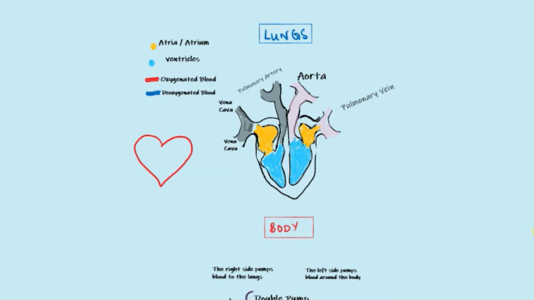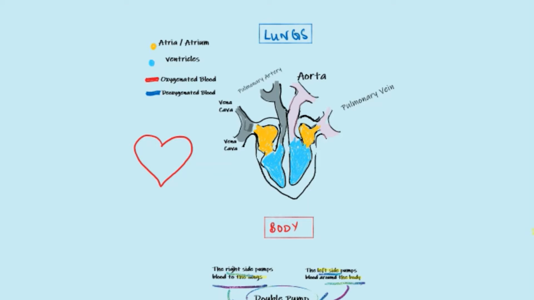The heart is known as a double pump because it has a right side which pumps the blood to the lungs, and it also has a left side. The left side pumps the blood to the body. For this reason, it is known as the double pump. Now let's look at the labels of the heart and how this blood is pumped to the lungs and the body.